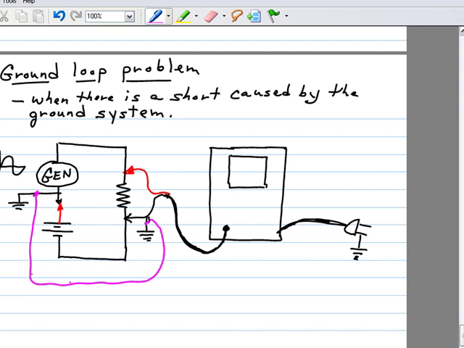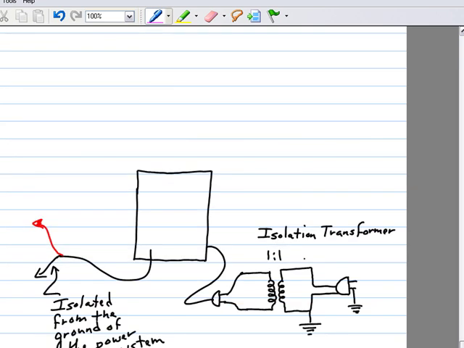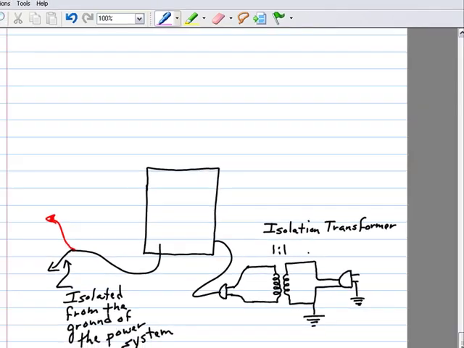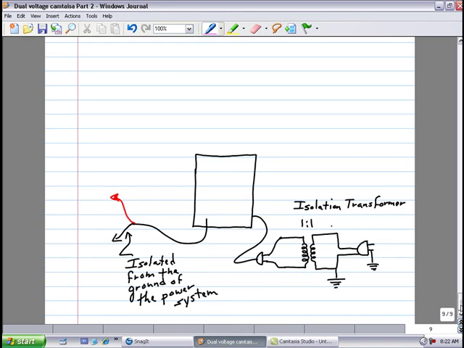You can solve this problem by using an isolation transformer. If you plug the oscilloscope into an isolation transformer, which is a 1-to-1 transformer, the voltage is the same going to the oscilloscope, but it removes the ground from the system. We'll learn more about this later.